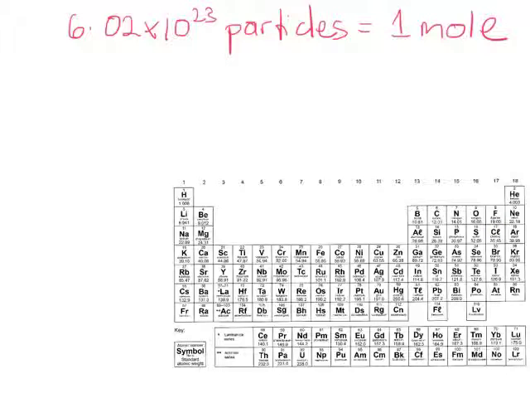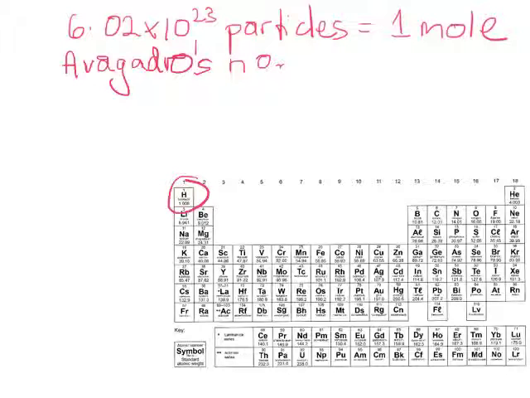Now, what does 1 mole mean? It means if you've got 6.02 times 10 to the 23 particles. That particular number, 6.02 times 10 to the 23, is called Avogadro's number after the scientist who first determined it. What he determined is that if you had Avogadro's number of hydrogen atoms, it was 1 gram, or he said how many atoms are in 1 gram of hydrogen.